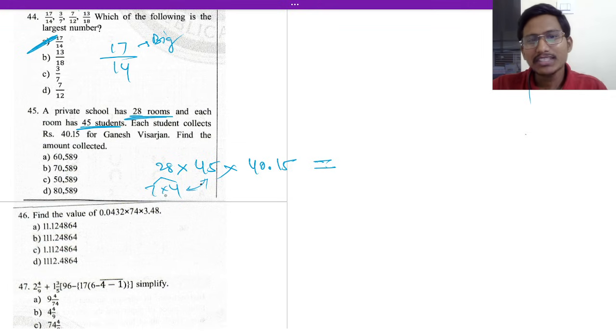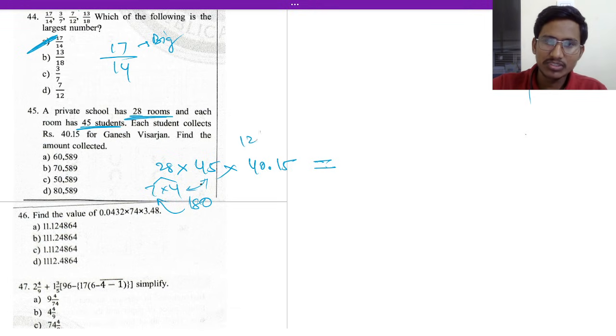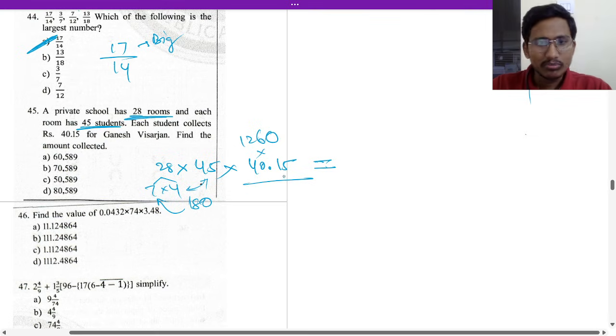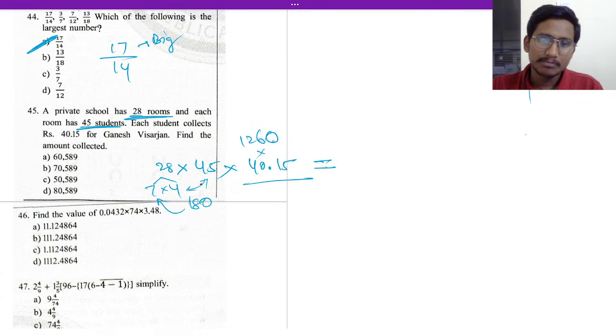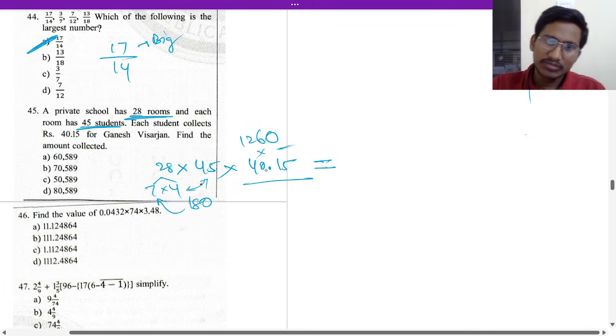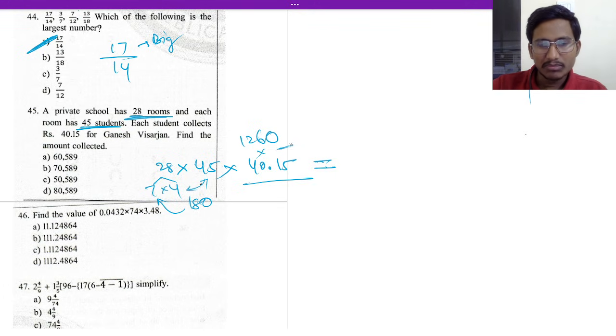180 into 7 will be how much? 45 fours are 180. 18 sevens are 126. 126, right? So 1260 into 40.15 we have to do now. Just multiply both of them. Here, for the 10, one decimal point will go away. So let me multiply now.